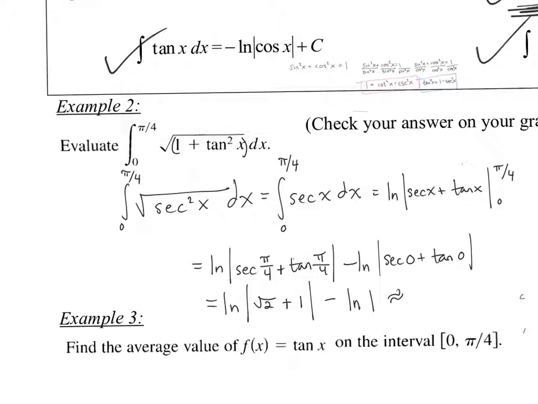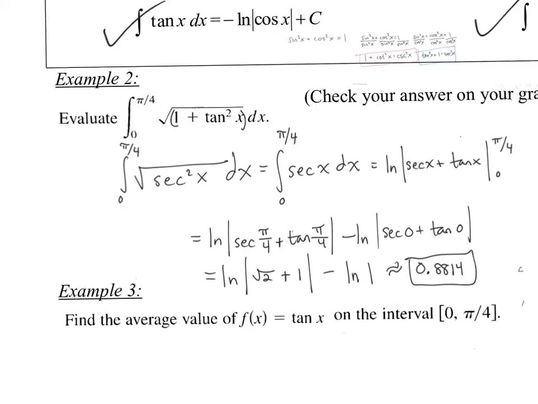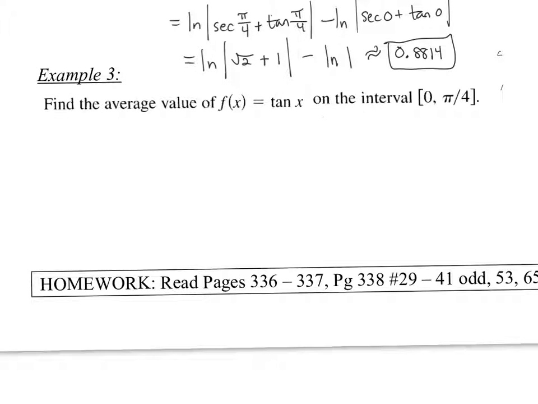Anyway, all right, plug that into your calculator and you get 0.8814 approximately. Okay, and then the next example, it says find the average value of f of x equals tangent of x on the interval from 0 to pi over 4.